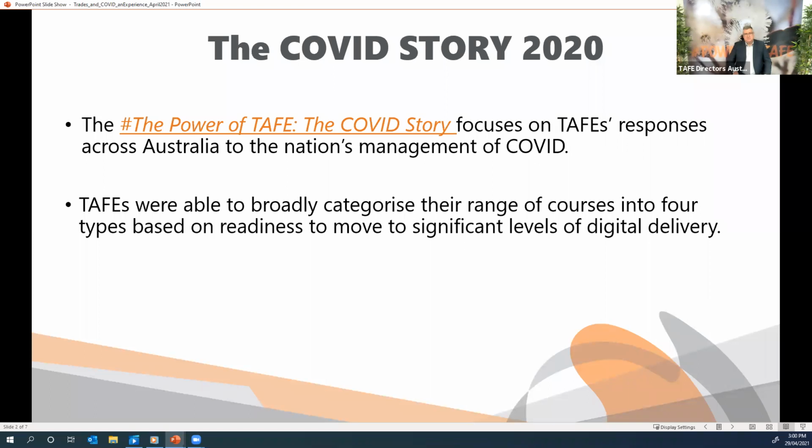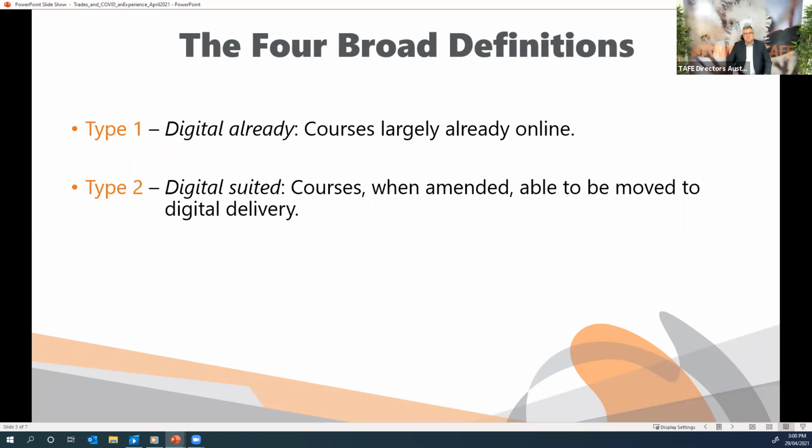TAFEs in responding to COVID basically had four broad categories they placed courses into. The first one was what they call type one or digital ready. These were courses that were largely already online and therefore there was not a lot of work needed to continue with those online, and teachers were able to basically switch students to digital delivery without any major issue. The second one was courses that were digitally suited. With some amendment, they were able to move students onto digital delivery, perhaps with some additional resourcing for students and support from teachers. So those two types of courses were pretty well suited to digital delivery already.